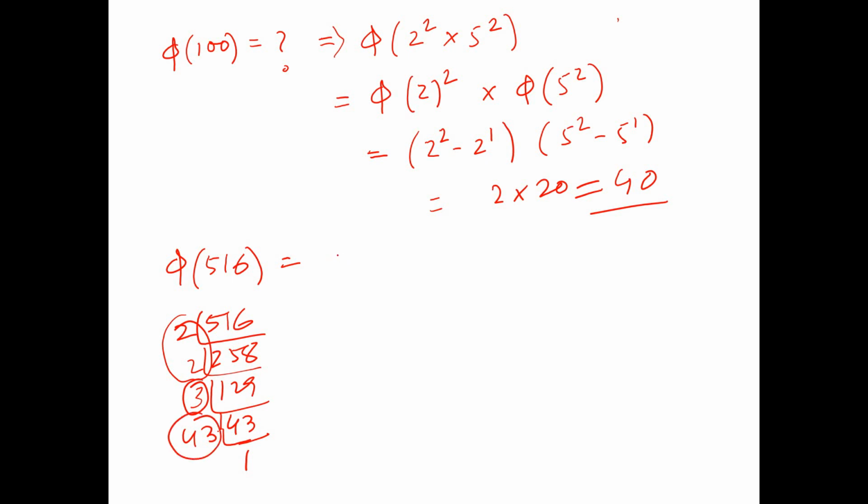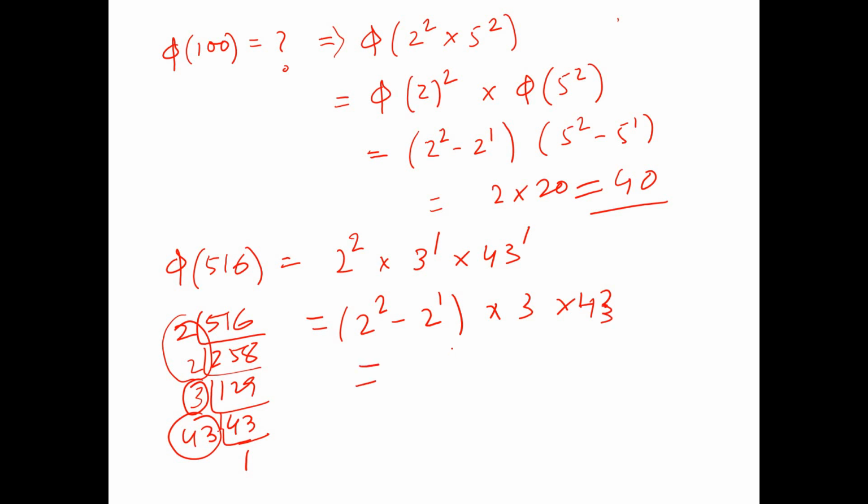So you arrange it: 2 square, 3 to the power 1, 43 to the power 1. 2 square becomes 2 square minus 2 to the power 1, times 3 multiplied by 43. So altogether, what will be the answer for this? 160. Right. Correct. So that's the process.